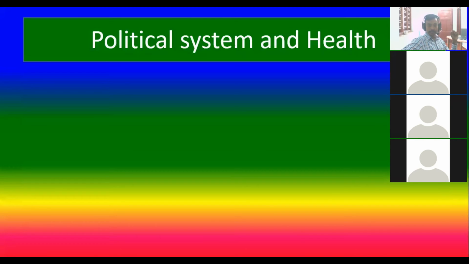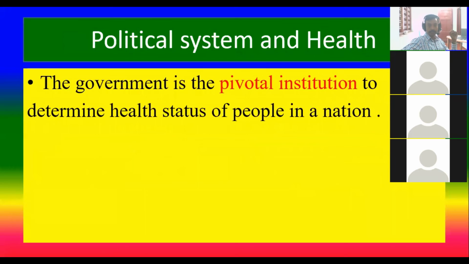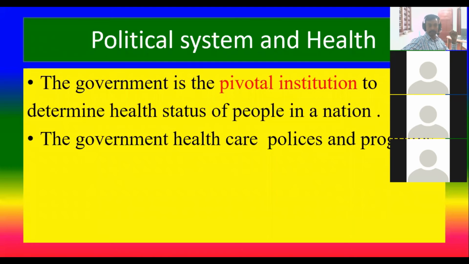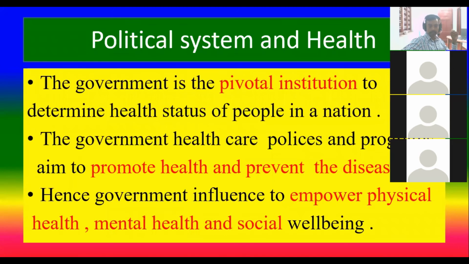Then political system. Government is a pivotal agent, an institution that determines the health status of people, mainly through healthcare policies and programs that aim to promote health, prevent diseases, and empower the physical, mental and social well-being of people.